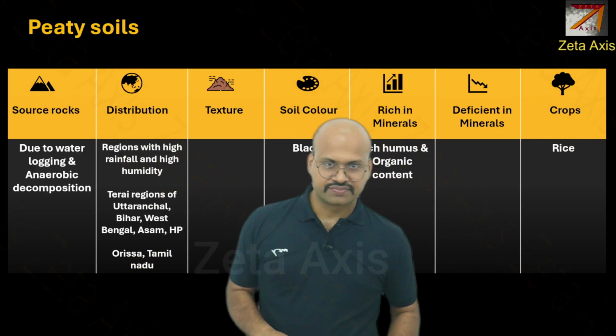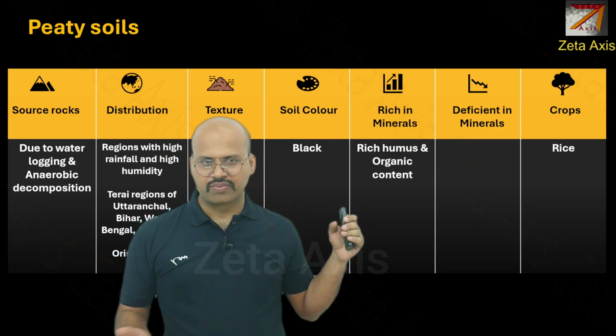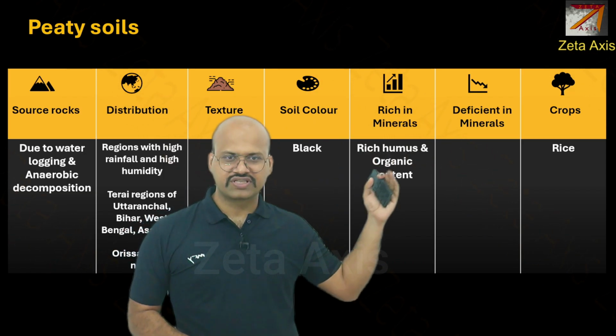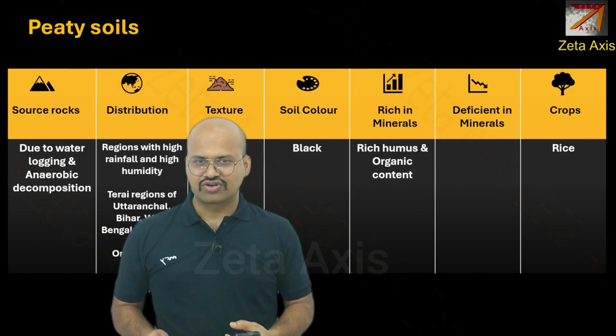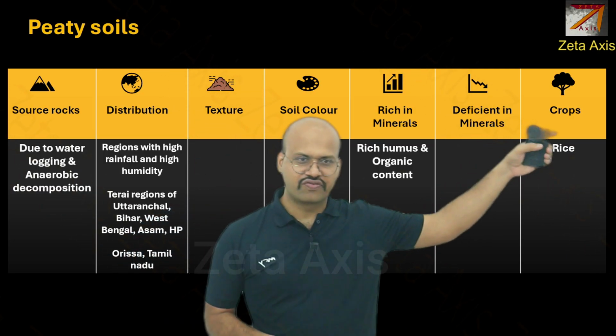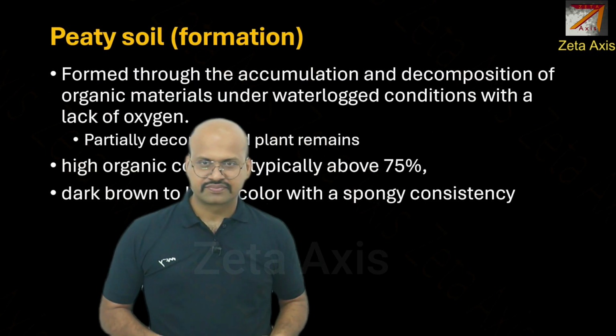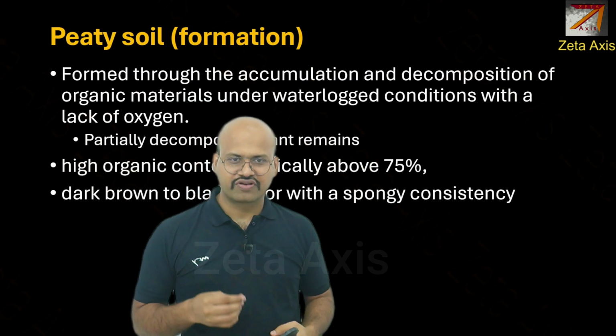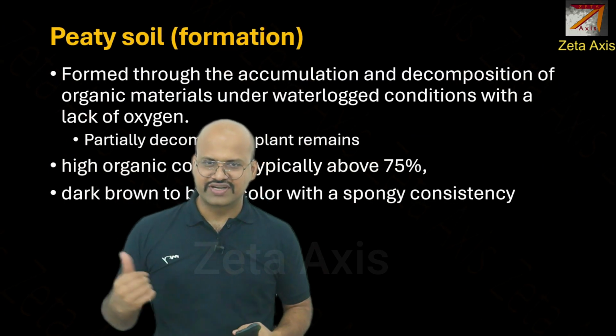peaty soil. The color is generally black or brown. It is rich in humus and organic content because it has undecomposed parts of vegetation. It is very useful for rice cultivation. Now let's see the process of peat soil formation, which we have already seen in the image.